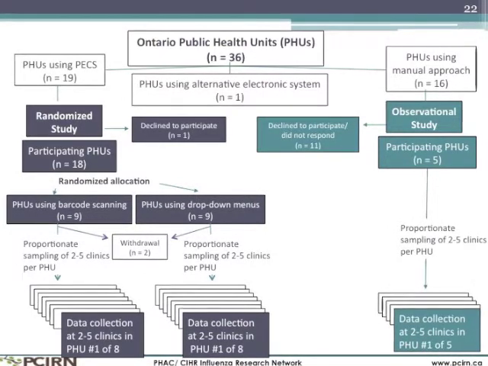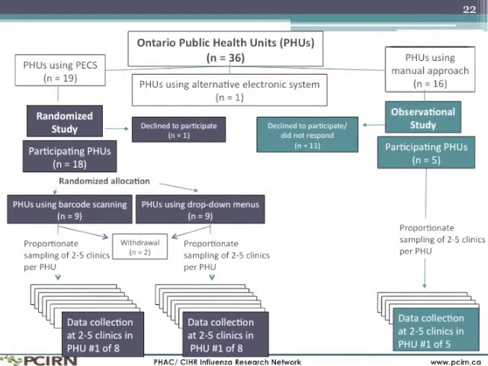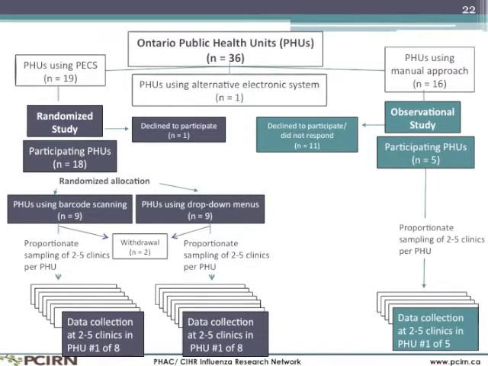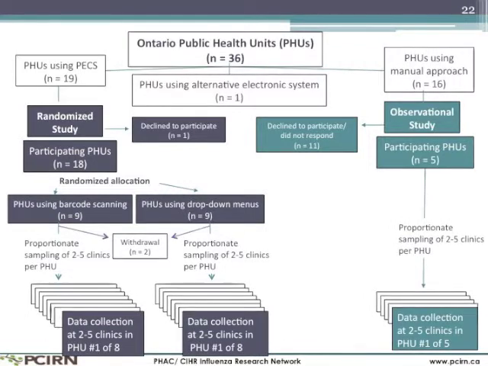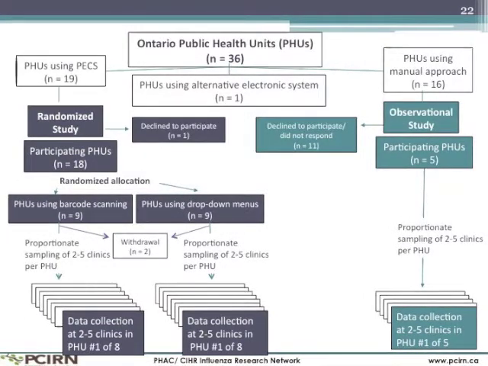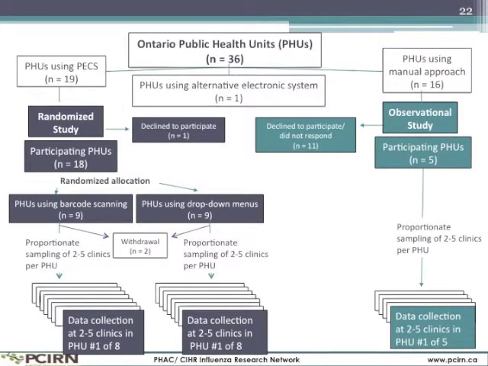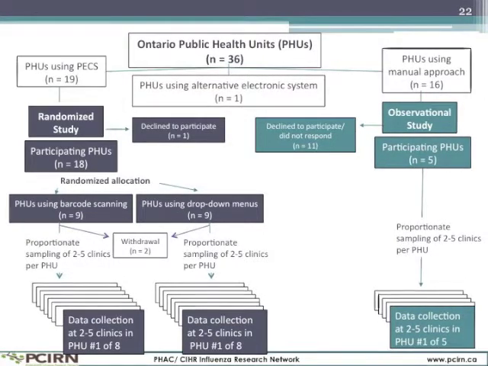Then we did a proportionate sampling of 2 to 5 clinics per health unit. So we had 8 health units where we collected data from the barcode scanning, and 8 units where we collected data for the drop-down menus. And then we picked 5 health units, a convenient sample of 5 out of these 16, and we collected data based on paper.